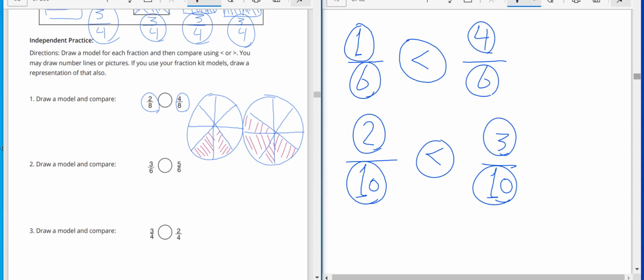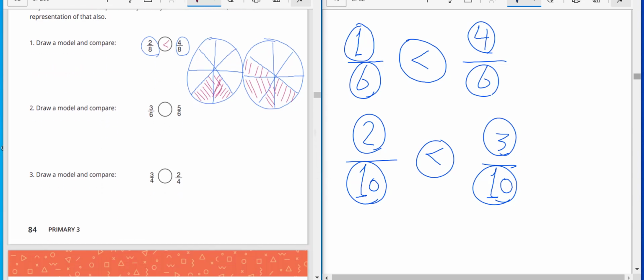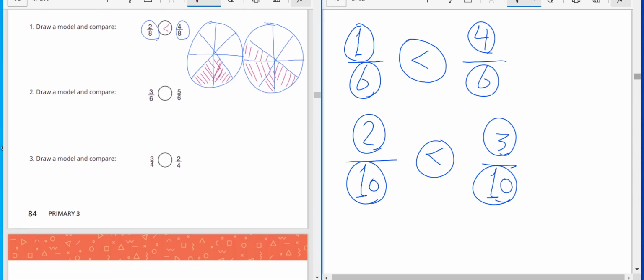When the denominators are the same, we compare the numerators of the two fractions. What is the greatest number, 2 parts or 4 parts? 4 parts is more than 2 parts. So 2/8 is less than 4/8.